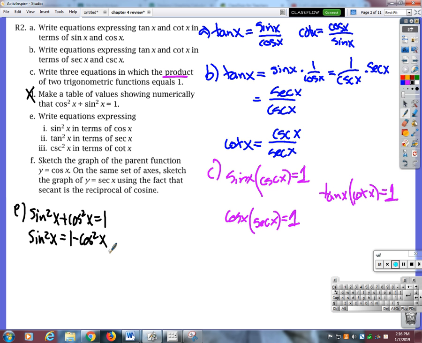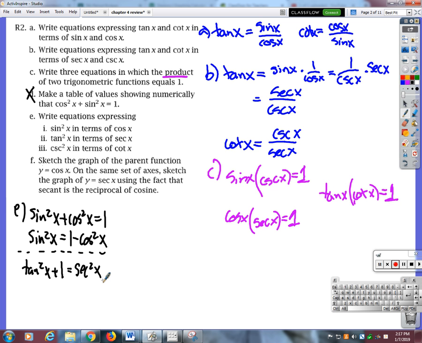Okay, now does anybody in their notes have one of the squared thingies for tangent squared or cosecant squared that we can start with? Either tangent squared or cosecant squared. Tangent squared plus 1. Okay, perfect.